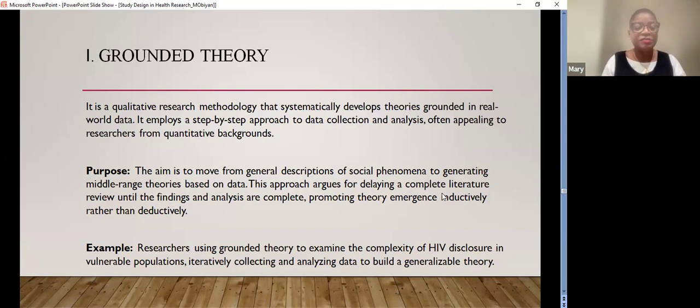An example here is a researcher using grounded theory to examine the complexity of HIV disclosure in vulnerable populations. Of course, we have a lot of articles on HIV and AIDS, the disclosure, and especially among vulnerable populations. There are so many associations that have been examined. So you want to step out to say, how do I even explain this association? Let me go to the community and know more. You can adopt grounded theory for this particular exercise. Next slide, please.